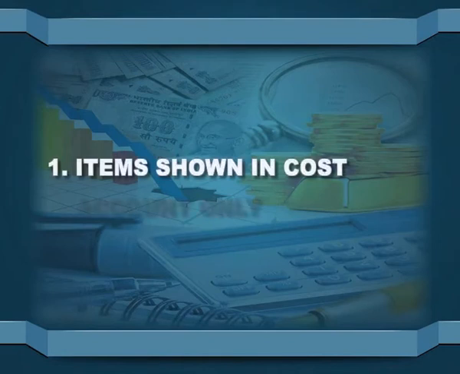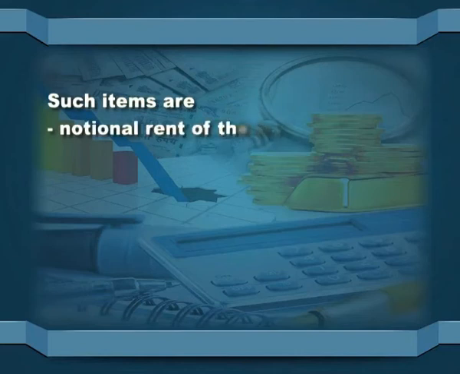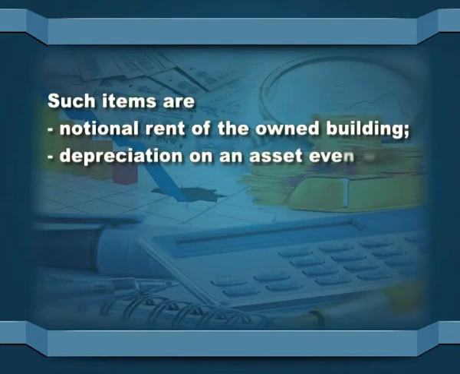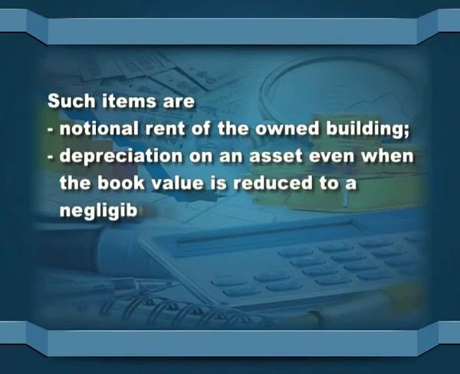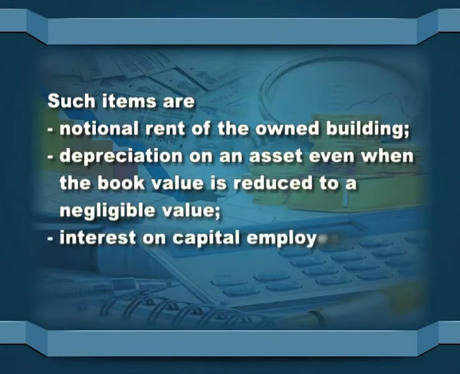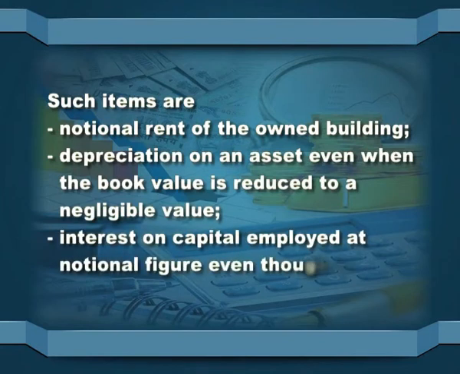Number 1. Items shown in cost accounts only. There are certain items which are shown in cost accounts but excluded from the financial accounts. Such items are notional rent of the owned building, depreciation on an asset even when the book value is reduced to a negligible value, and interest on capital employed at a notional figure even though not paid. All these items will reduce the profits in cost accounts as compared to financial accounts.